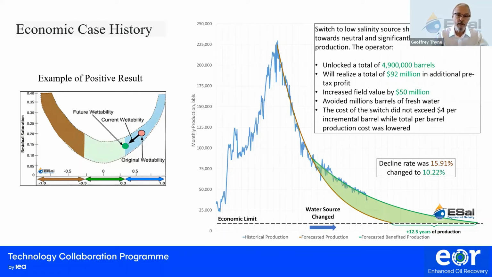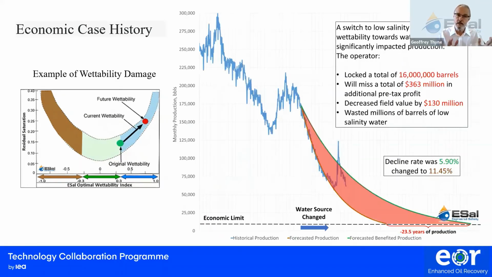But what about that bad case? So the same setup here. Over on the left-hand side, we see the results of the laboratory tests. What we're basically predicting by the shift in wettability to more water wet from fairly neutral wet is a decrease in recovery. And what we see over here on the right-hand side is the decline rate changed from about 6% to almost 12%. So we left in the red shaded area all that oil behind.